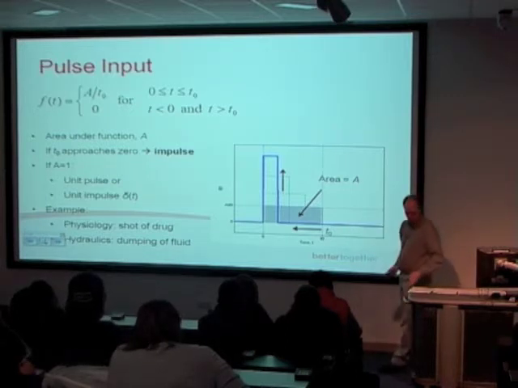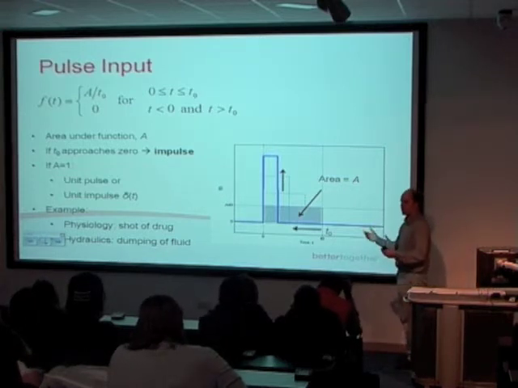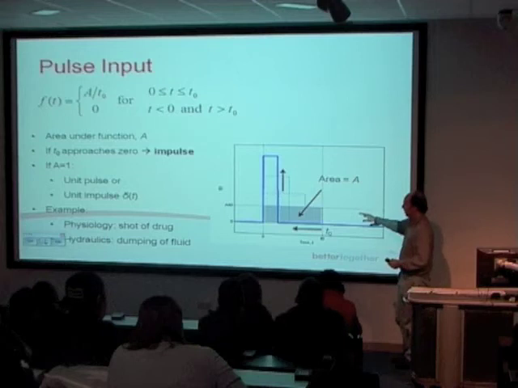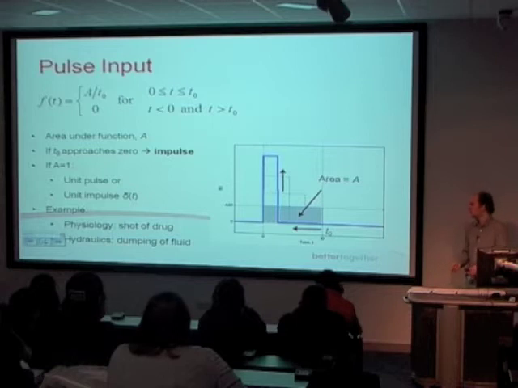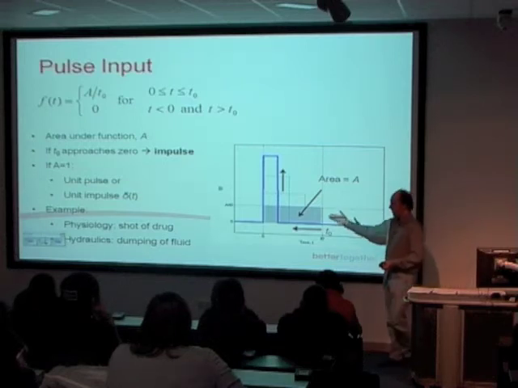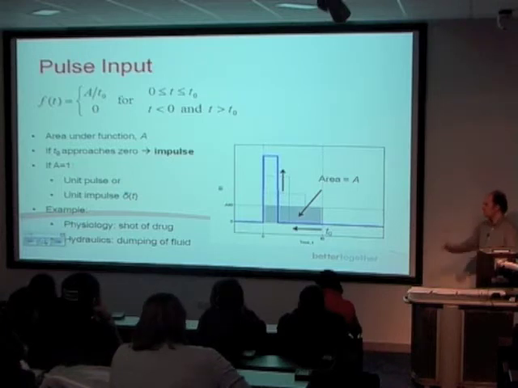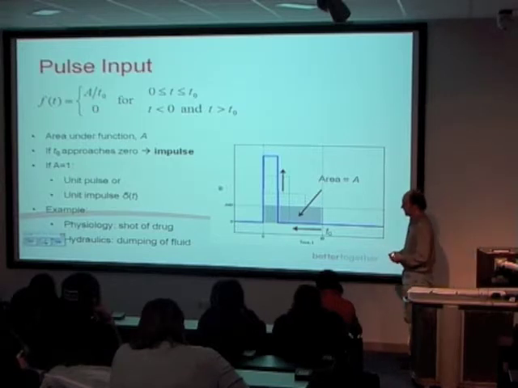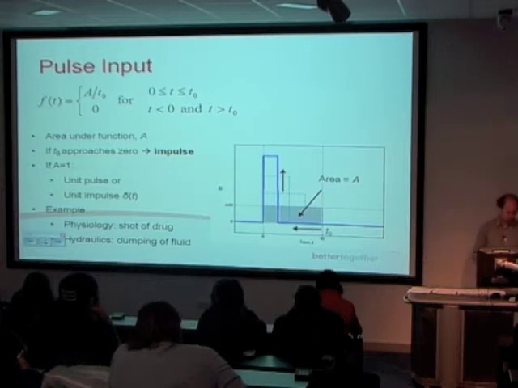And the examples, because I suppose it's a little difficult to understand. Steps and ramps are quite easy to understand, but impulses and pulses are a little harder. Something like physiology: the shot of a drug, where you can model the time that it takes for that drug to travel through your system. Or in hydraulics, another example is that you've got a volume of fluid and you dump it. That's a sudden drop of fluid. Those things can be represented by impulses and pulses.